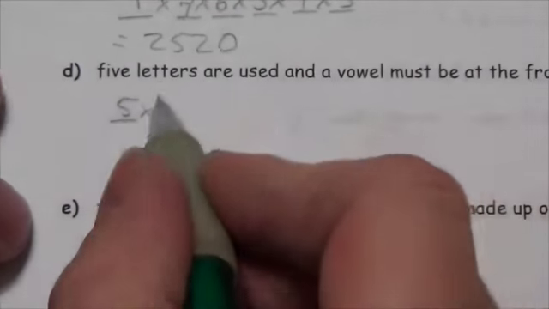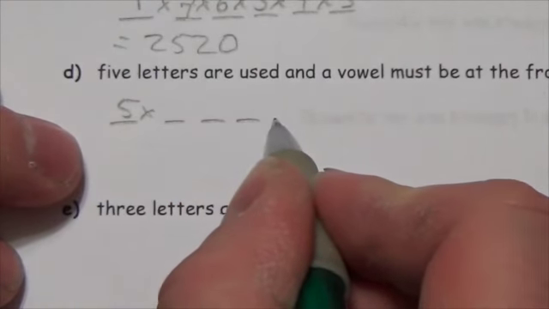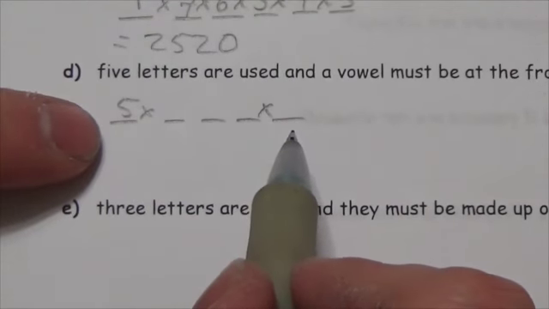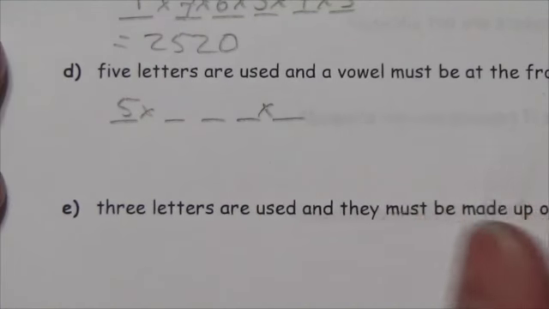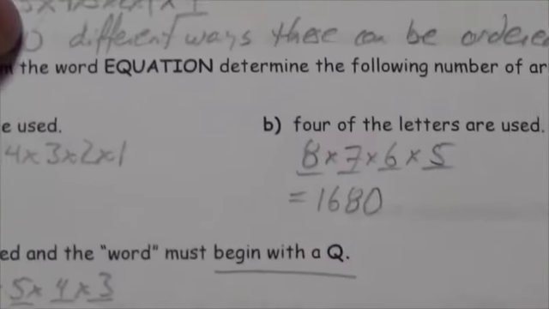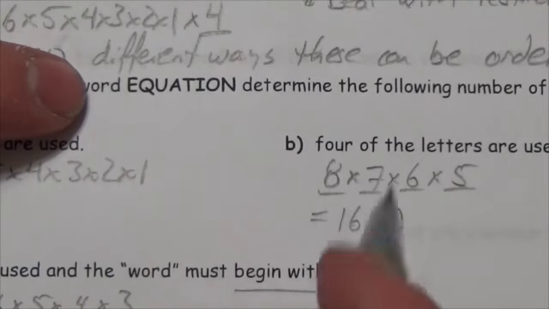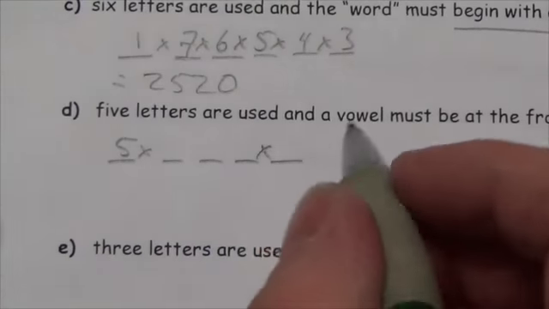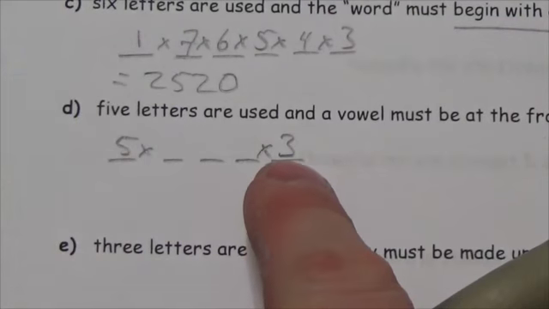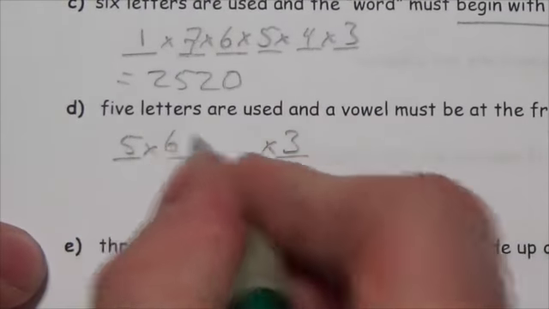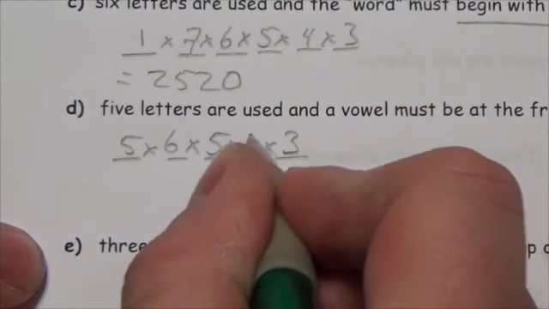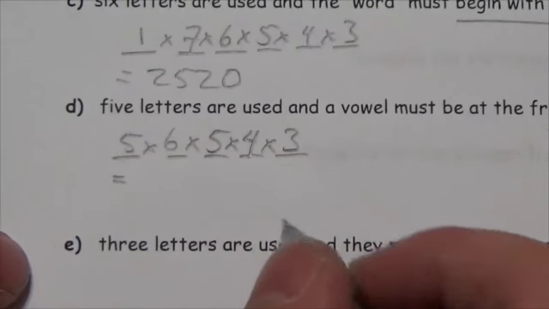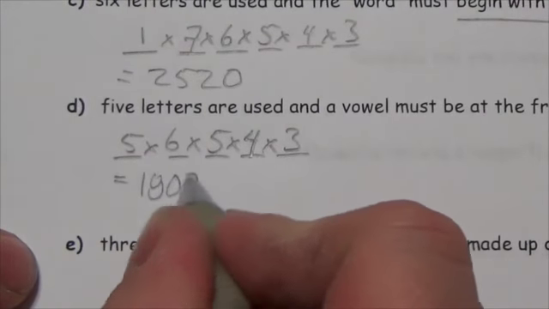Now, we're going to use 5 letters total, so 1, 2, 3, 4, 5. But our restrictions are on the first and the last position here, so we want to start with those. The restriction at the end is that we have to end with a consonant. Now let's take a look back up at the word equation. I've got 3 consonants to choose from, Q, T, and N. So that means I've got 3 choices there. Now, out of those 8 letters, once I've chosen those 2, I've got 6 left over, and then I'll have 5 choices, and then 4 choices. All right, and so now the product that we're going to get is 1,800.